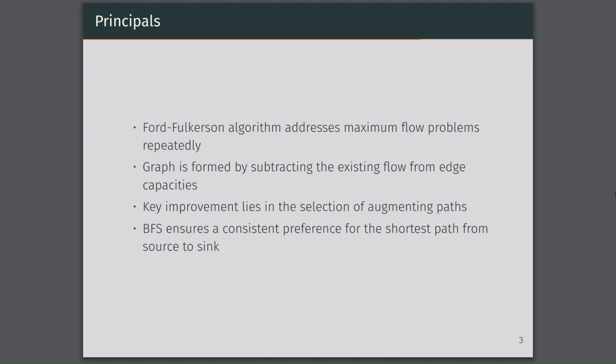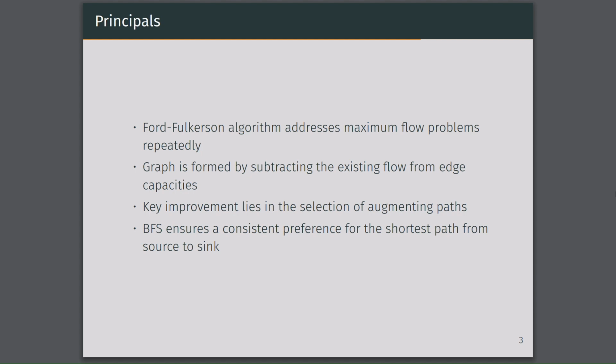Before discussing the Edmonds-Karp algorithm, understanding the Ford-Fulkerson algorithm is essential. The Ford-Fulkerson algorithm addresses maximum flow problems repeatedly, identifying augmenting paths within the residual graph. This graph is formed by subtracting the existing flow from edge capacities. The algorithm enhances the flow along the augmenting path by the maximum obtainable quantity, determined by the minimum capacity among traversed edges. The Edmonds-Karp algorithm is an optimized version of Ford-Fulkerson, effectively tackling the max flow problem.